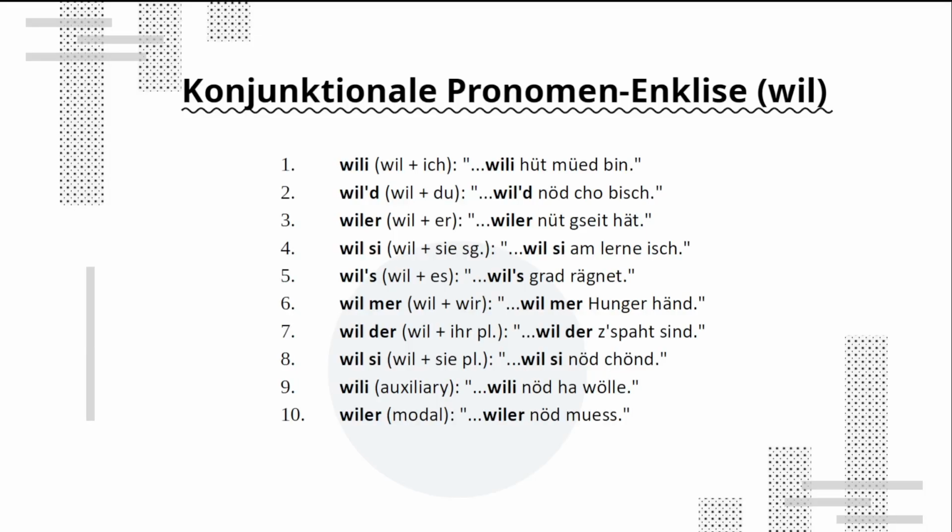And the last two, auxiliary and modal. It seems like you put it in because I told the AI to always give me 10 examples. So, will ich nicht haben wollen and will er nicht muss.